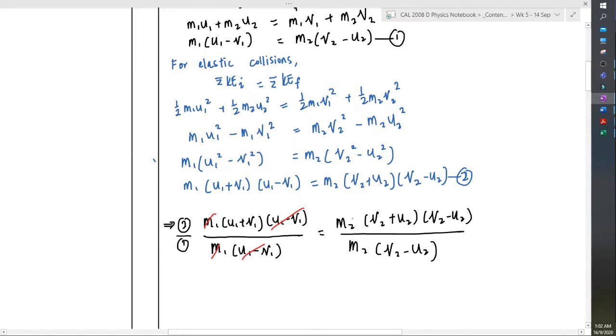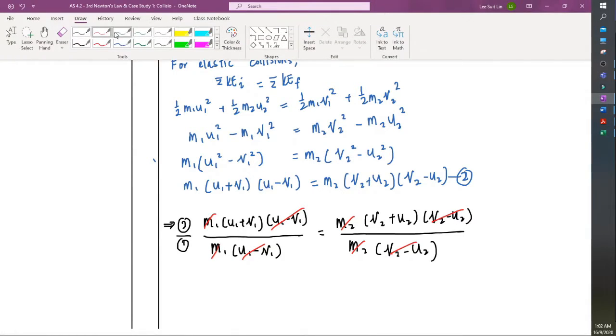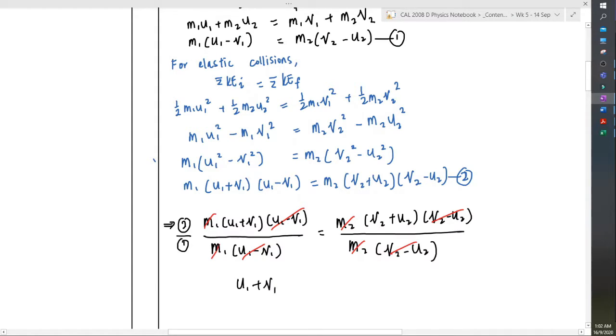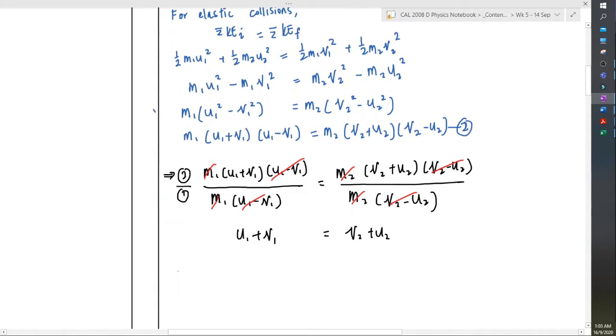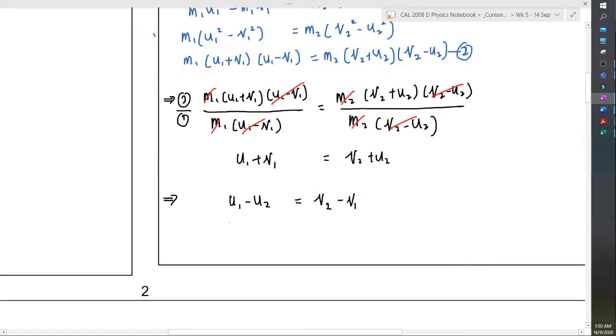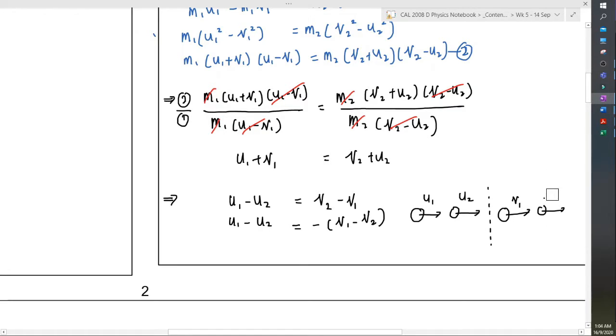While copying this down, I noticed that most of the terms can be cancelled out, and I'm left with u1 plus v1 is equal to v2 plus u2. I'm going to rearrange, so I'll get u1 minus u2 is equal to v2 minus v1. Normally this equation appears in many ways in different books, but I prefer to have the prefixes arranged in the same order, 1, 2, and 1, 2. So if you have u1 and u2, this equation will be applied if they are all traveling towards the right lah.